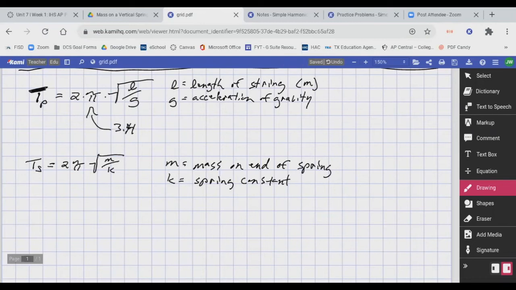All right, I've got one more formula to give you. It's not listed. Mr. Watley, would the mass still be kilograms? Yes, mass is in kilograms.